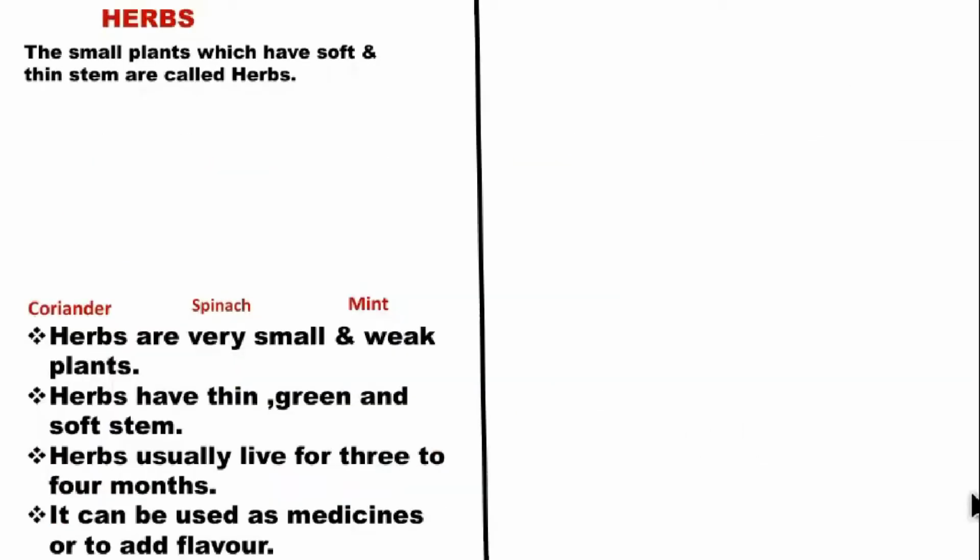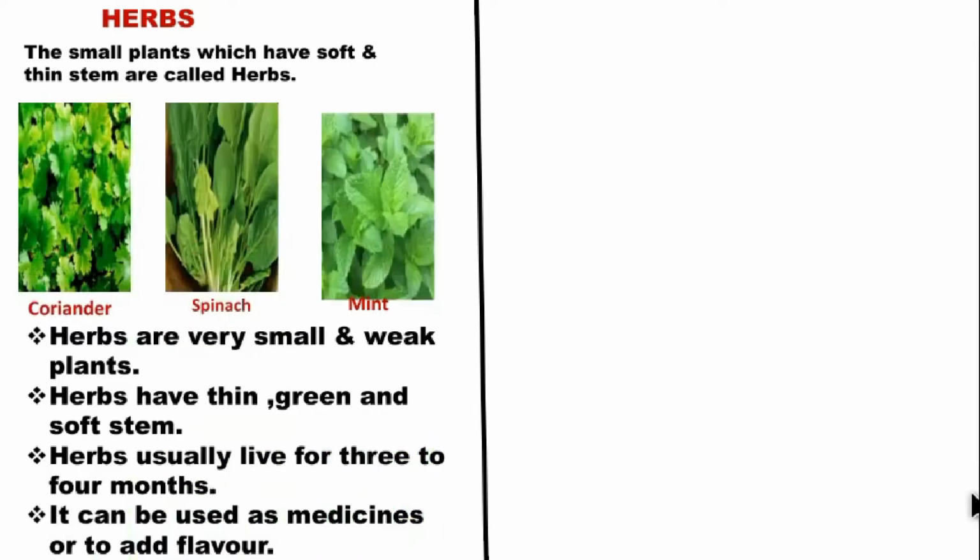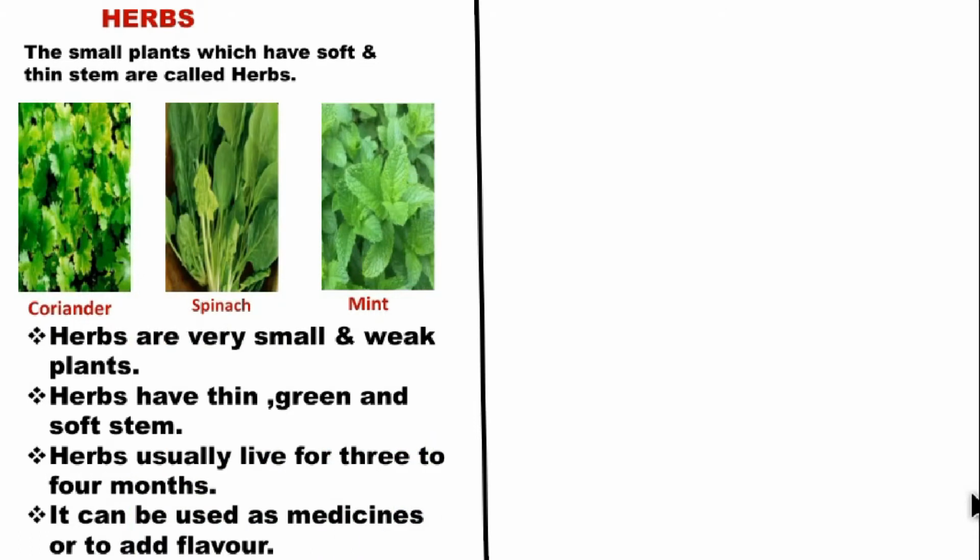So the next type of plants are herbs. The small plants which have soft and thin stem are called herbs. For example, coriander, spinach, mint. So usually we will see these in our houses, isn't it? So herbs are very small and weak plants and have thin, green and soft stem. Usually they live for 3 to 4 months, and they can be used as medicines or to add flavor also.